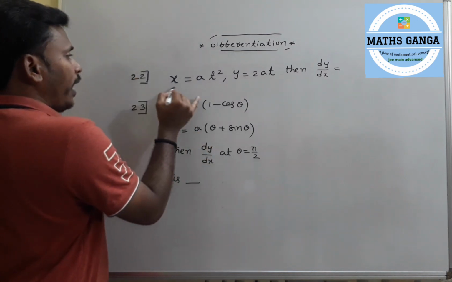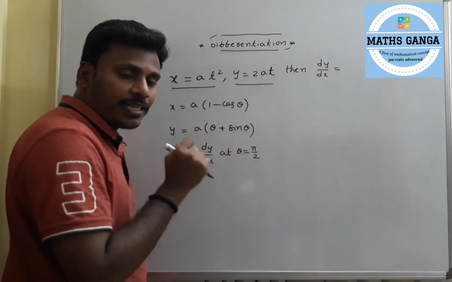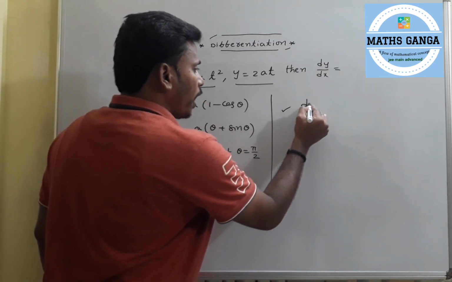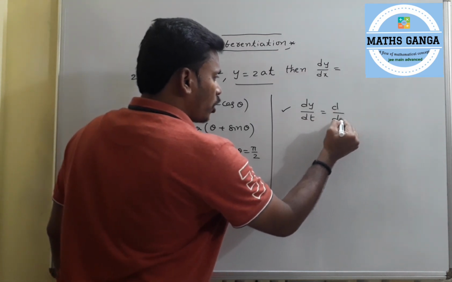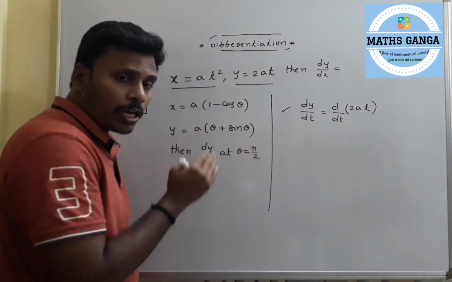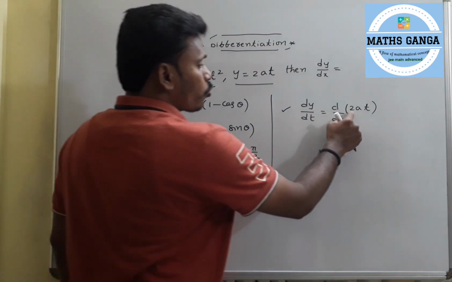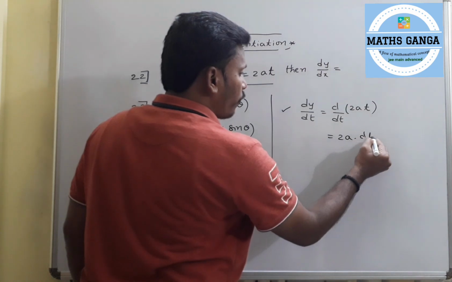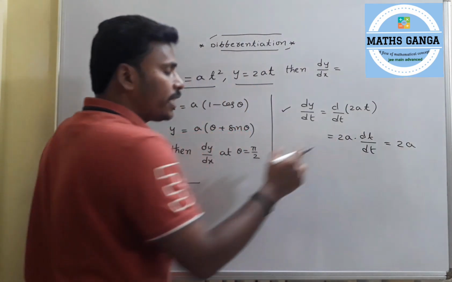Okay, x is given as at square, y is 2at, and here t is a parameter, right? And now for this 22nd, first of all you just try to calculate dy by dt, differentiating y with respect to t. So d by dt of that y is 2at. Observe here, a is a constant whereas t is a parameter. So since 2a is a constant, keep it out. So 2a into the derivative of t with respect to t is 1, and so dy by dt is 2a.